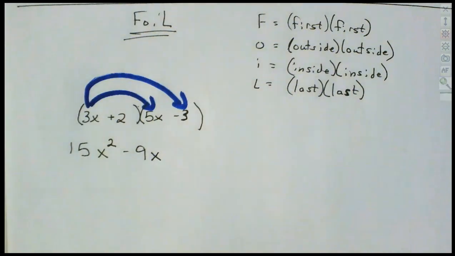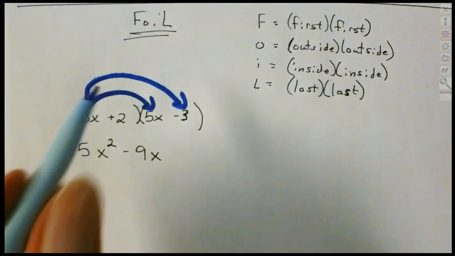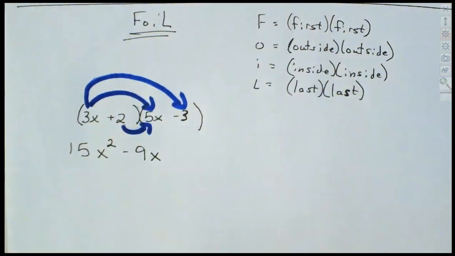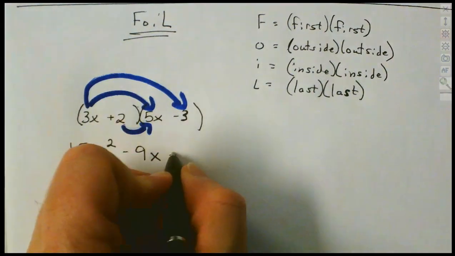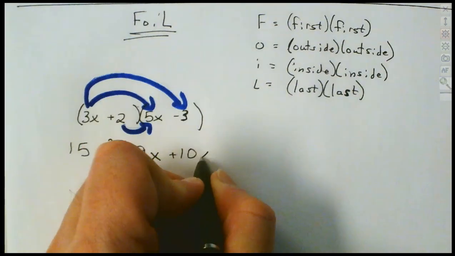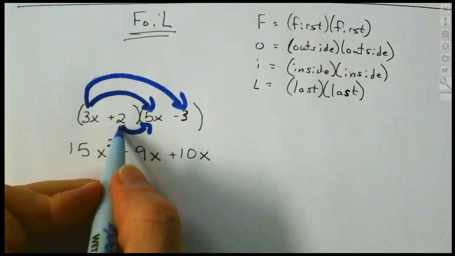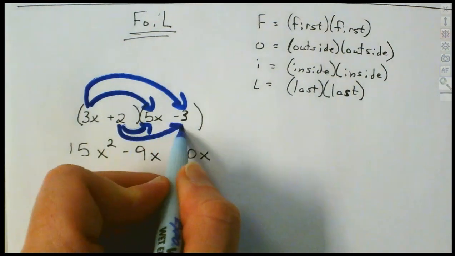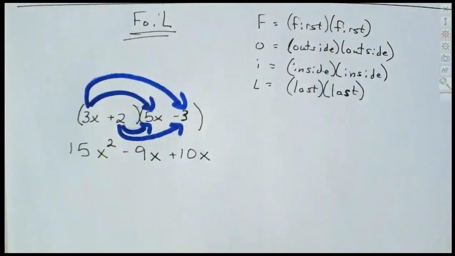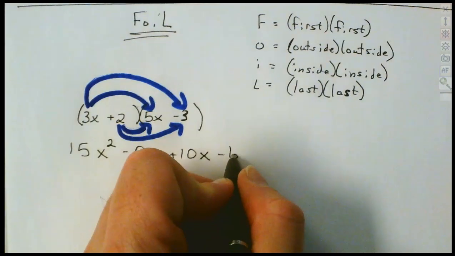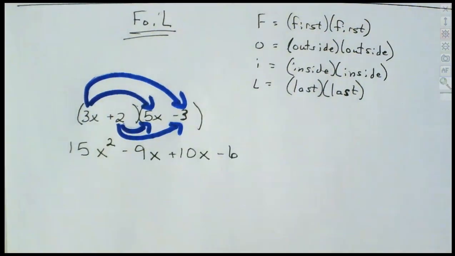Next, we need the inside times the inside. So the inside times the inside, well, 2 times 5 makes it 10x. And then finally, last times last. The last times the last is 2 times a negative 3. 2 times a negative 3 would then be a negative 6.